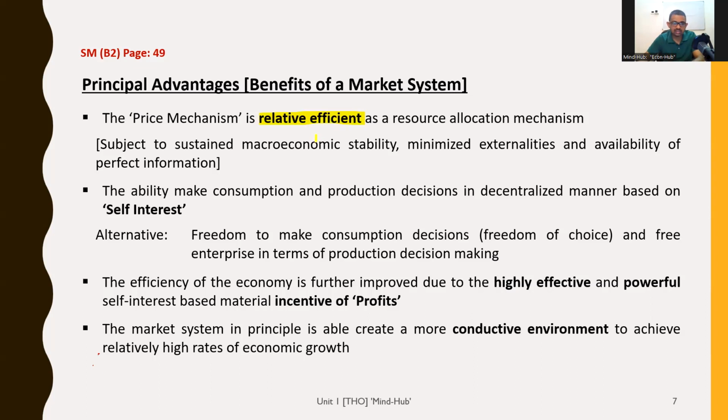Price mechanism is much more efficient as a method of resource allocation than the planning mechanism, because the planning mechanism is very inflexible. Plans don't change quickly, so you make inefficient decisions and resource allocation becomes inefficient. Of course, earlier we learned there are many limitations of the market system based on resource allocation inefficiency, and other reasons like instability and inequality. If those problems are not there, definitely the price mechanism is more efficient. So the key point is relative efficiency as a method of resource allocation. Price mechanism is relatively efficient. If you just remember relatively efficient, that is also enough. What is relatively efficient?